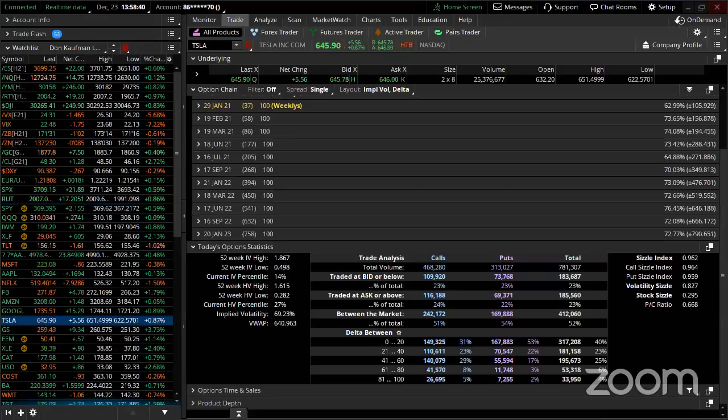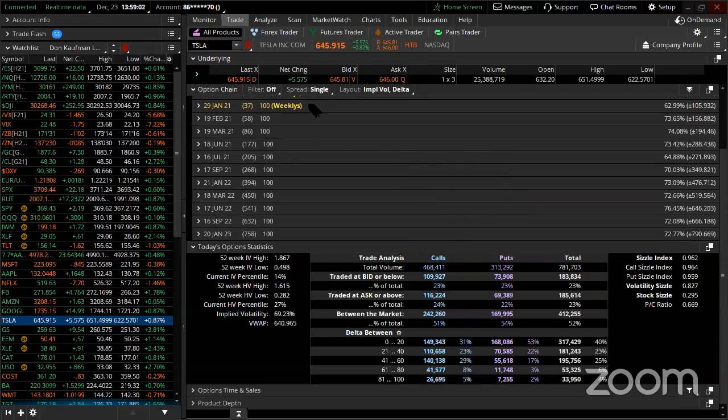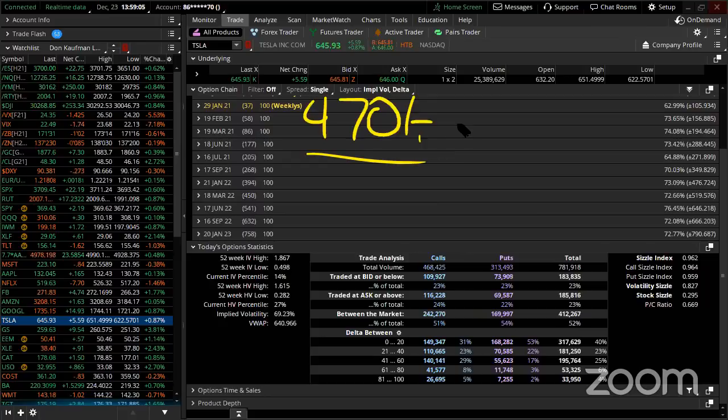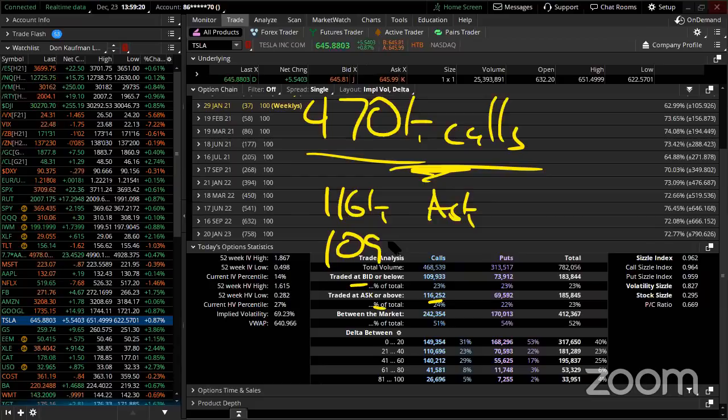If you want to see something absolutely hideous, downright ridiculous, look at the number of calls that have traded today, just the calls, in Tesla. Almost 470,000 calls have traded in here. Look, traded at the ask or above: 116,000. And traded at the bid or below: 109,000.